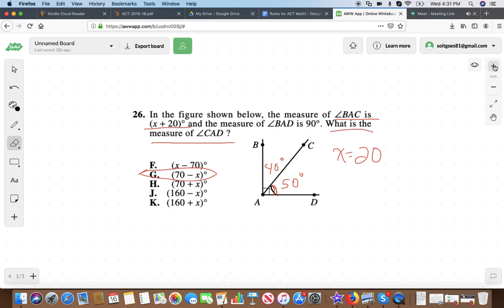So it's got to be G, right? I mean, F gives you what when x is 20? Negative 50. That's crazy. What about H? 90. CAD is just not 90 degrees. And look at J and K. I mean, come on. Just make it concrete. Start dealing with real values. We can eliminate all the wrong ones and confirm the right one.